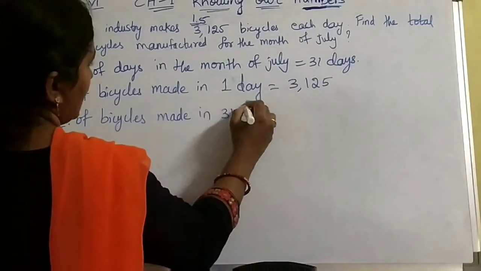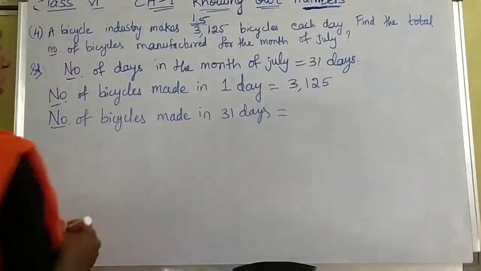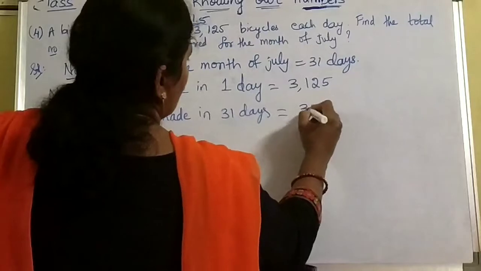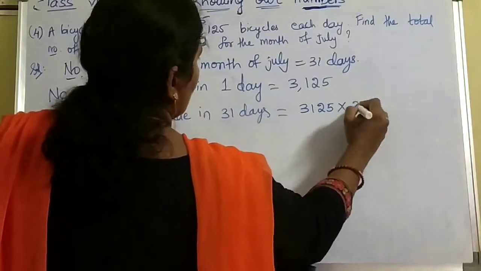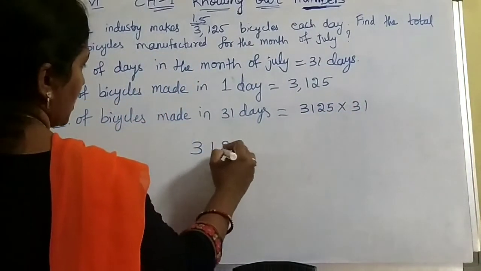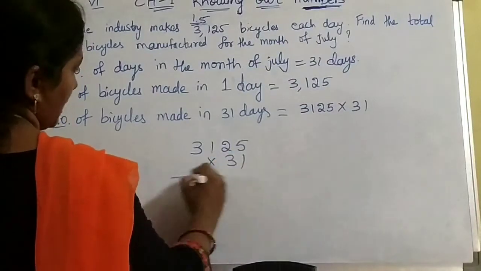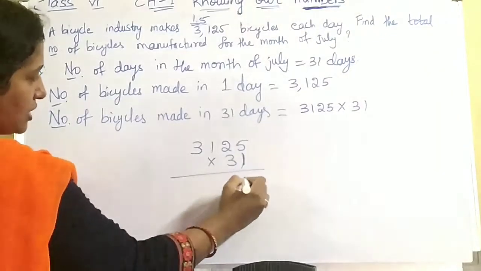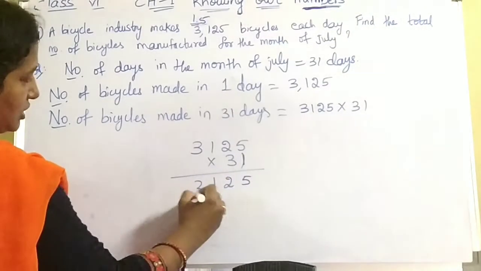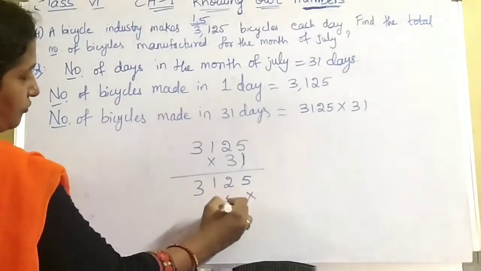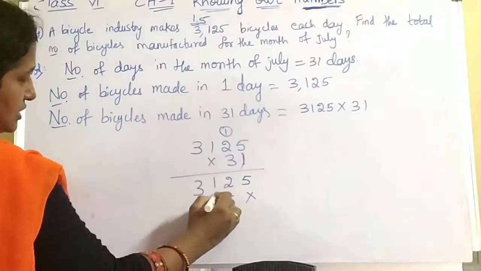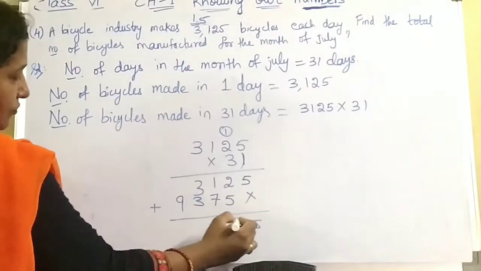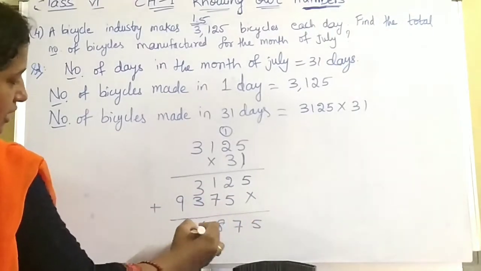Now, you need to find number of bicycles made in 31 days. When the value of 1 is given, how to find many? You should multiply. So you should do 3,125 into 31. When you multiply any number with 1, you will get the same number. 1 5s are 5, 1 2s are 2, 1 1s are 1, 1 3s are 3. Next, 3 5s are 15. 1, 3 2s are 6 plus 1, 7, 3 1s are 3, 3 3s are 9. Then you should add 5, 7, 8, 6, 9.